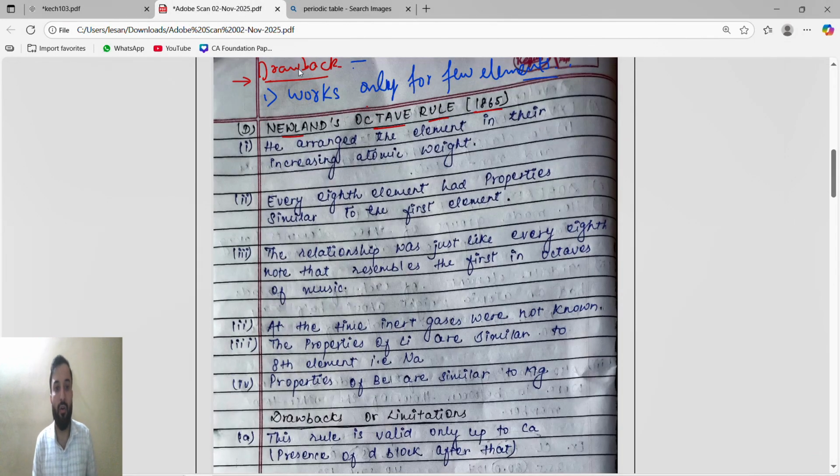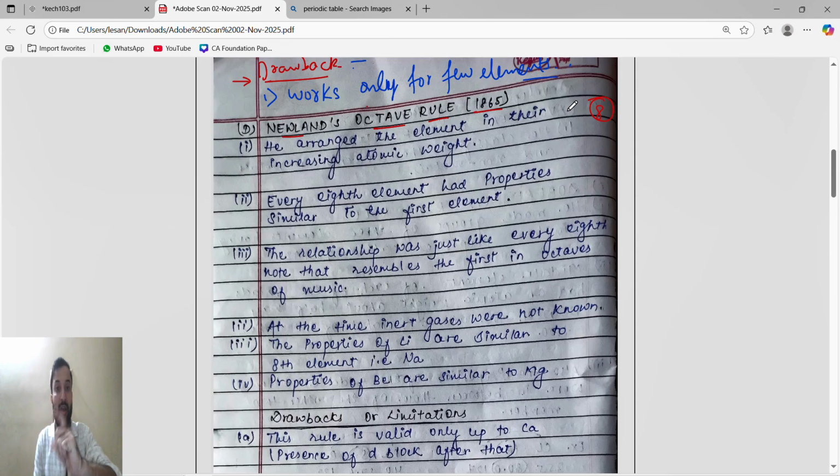So this Newlands' octave rule came. Octave, why? He arranged like this: every 8th element is showing similar properties to that of the first element. Every 8th element will show the similar properties to the first element, we know.